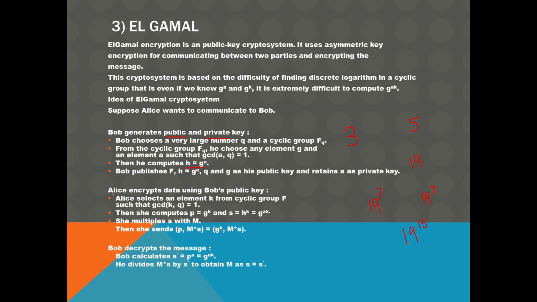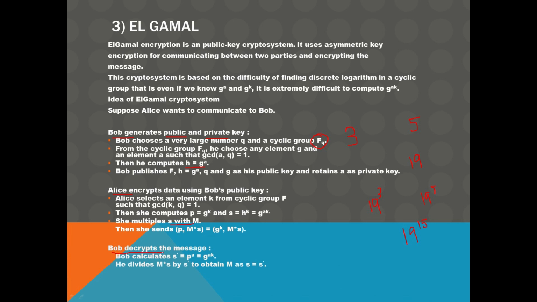Also, Alice encrypts data using Bob's public key. Alice selects an element K from the cyclic group F, such that GCD of K and Q equals 1. Then she computes P equals G to the power K and S equals H to the power K, which is eventually equal to G to the power AK. She then multiplies S with M. Then she sends P, which is G to the power K, and M into S.